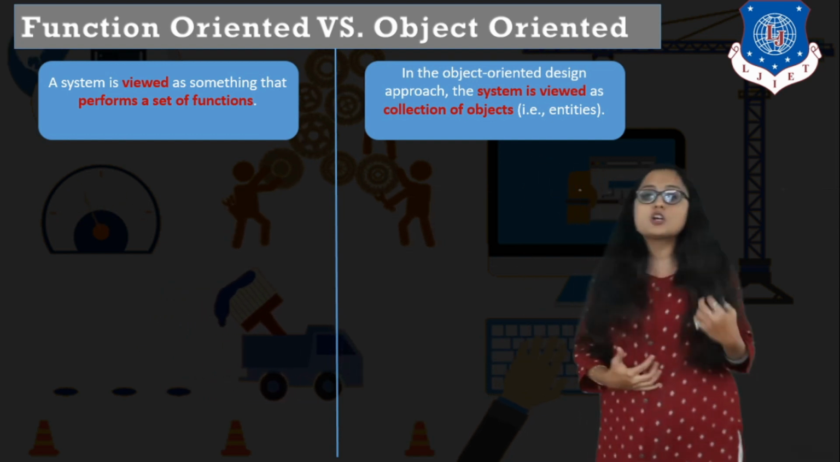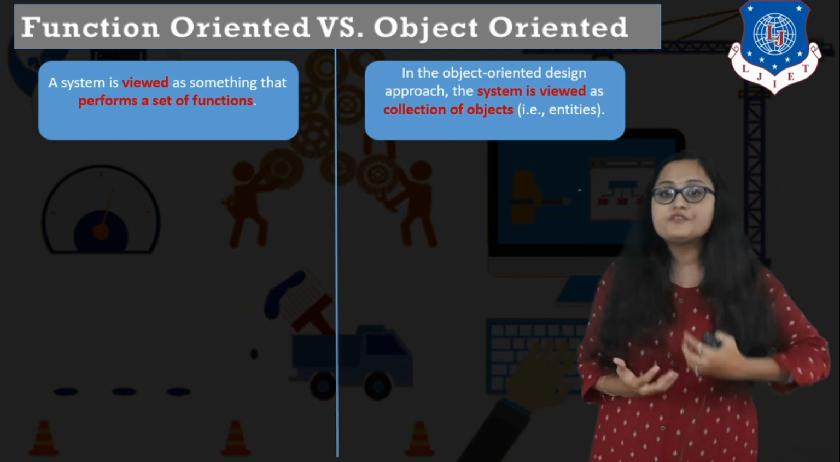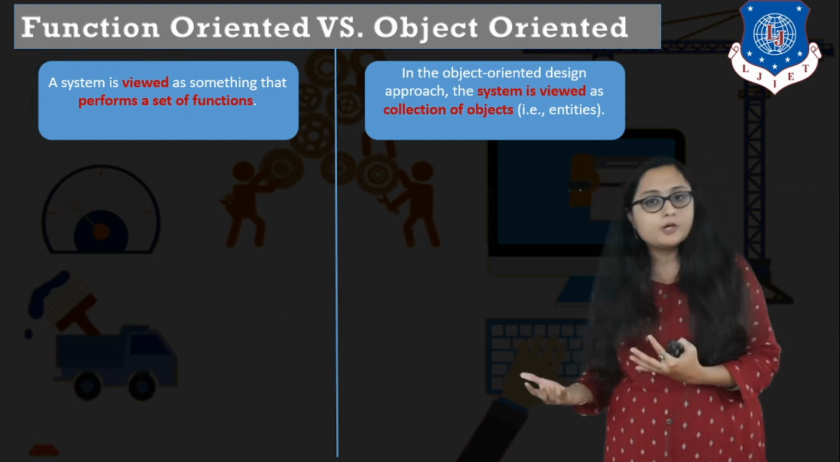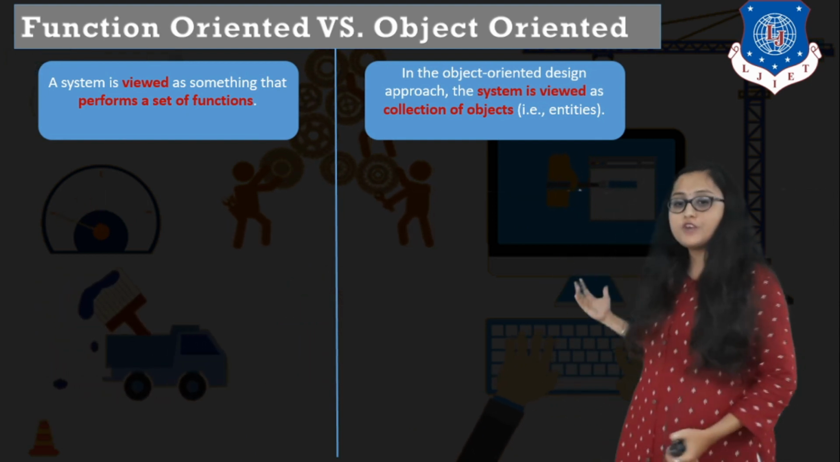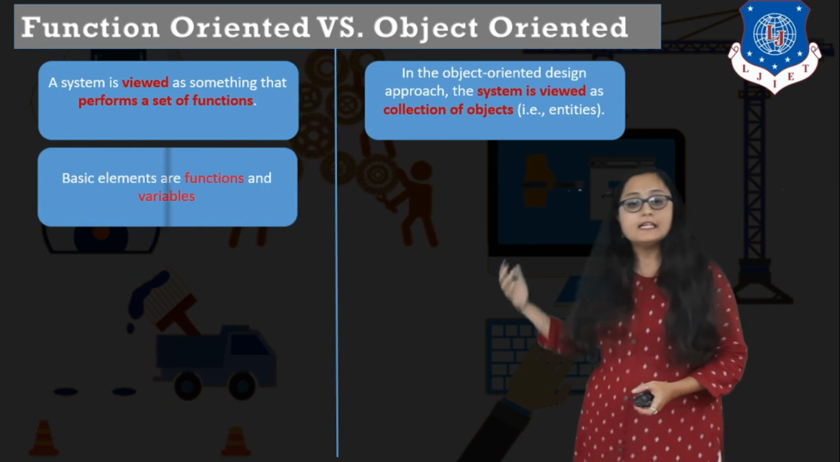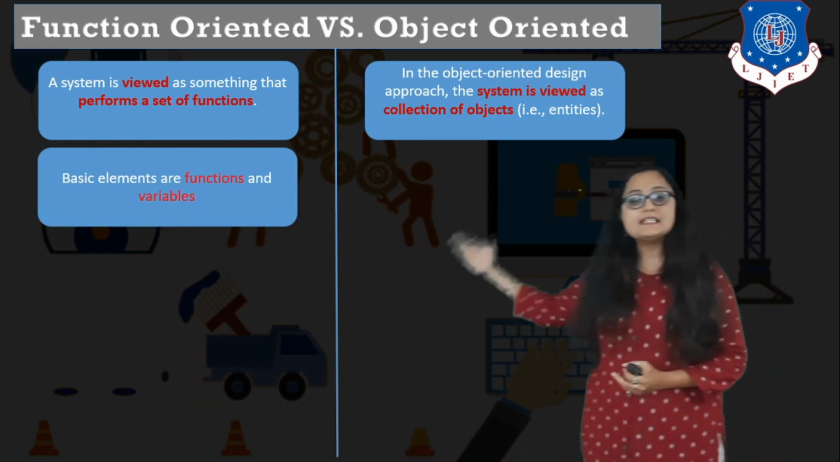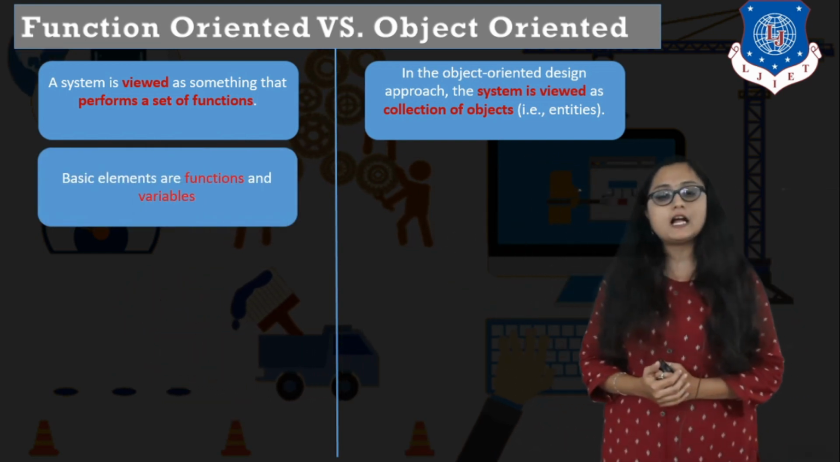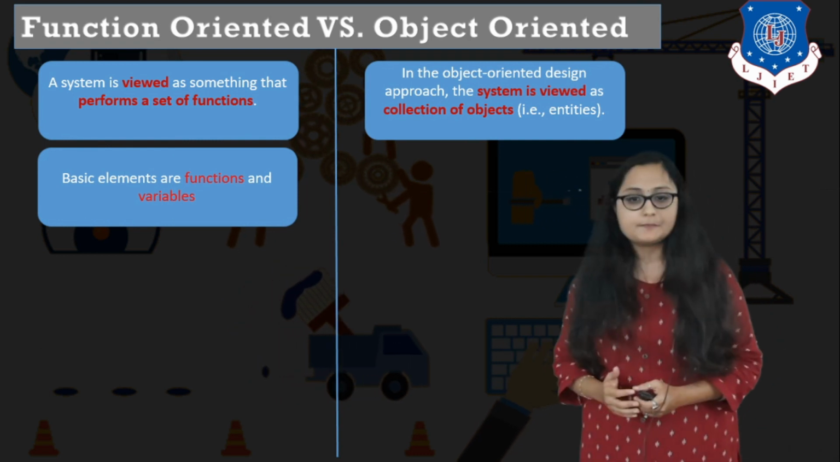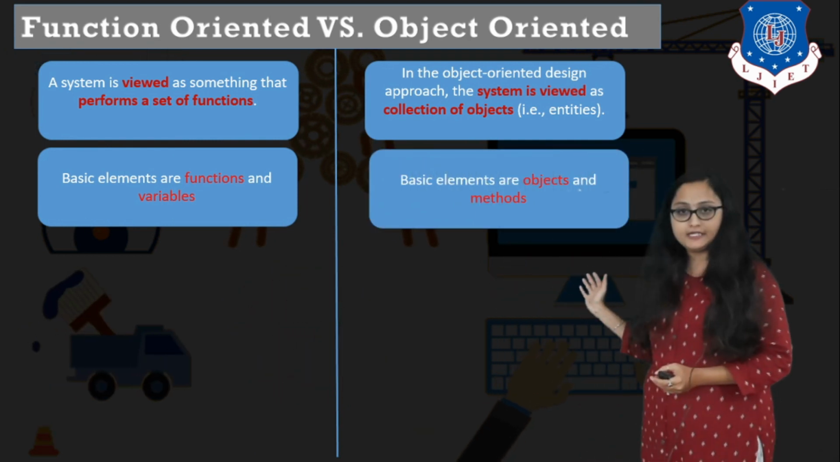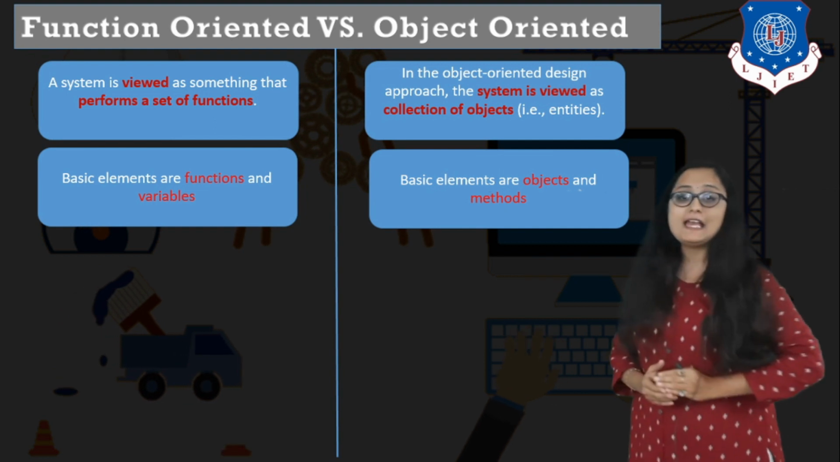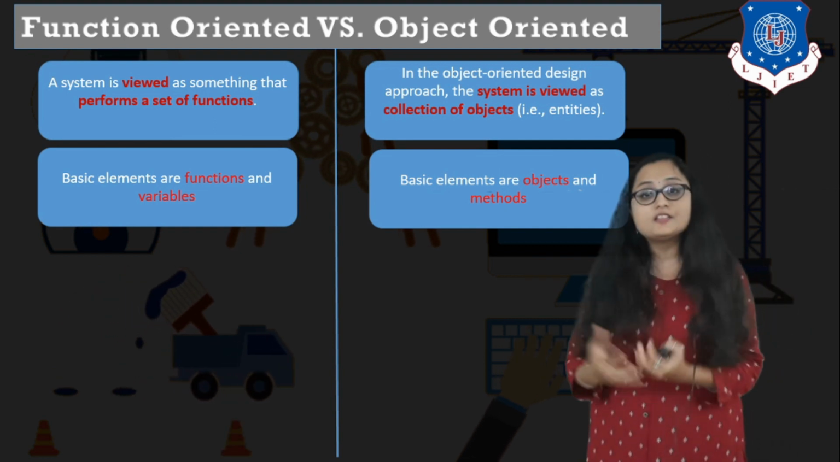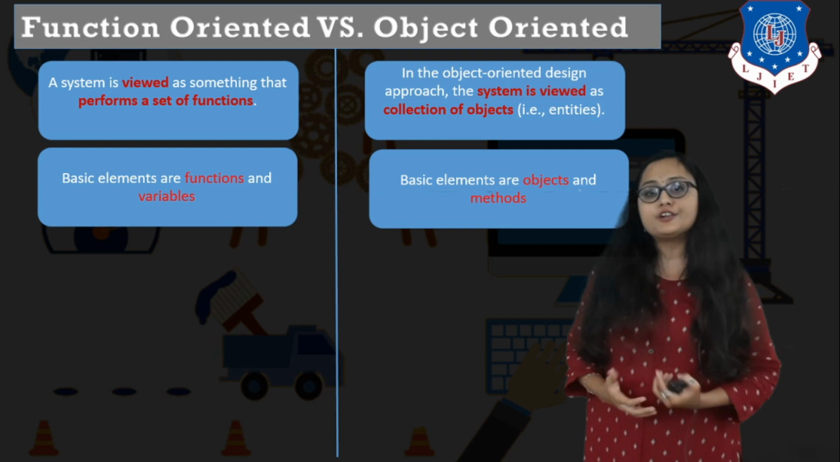Otherwise, if you are focusing only on the operations and the functions and you are not concerned about the real world objects, then you can go for function oriented, right? The next difference is the basic elements of function oriented are basically the functions and variables, whereas in object oriented methodology the basic elements are the objects and the methods and the data attributes of that object.